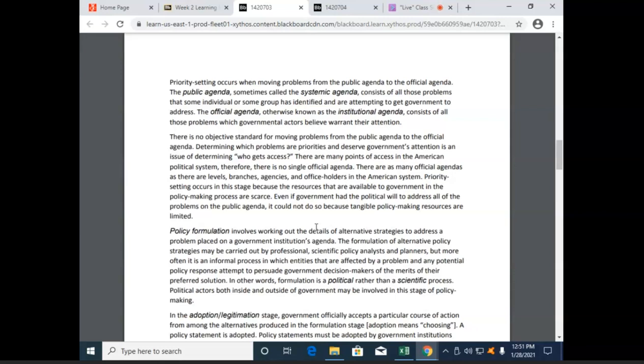Okay, so you're going to come up with some alternatives. That's called formulation. And just like agenda setting, virtually anybody can be involved in these two stages of the policymaking process, both people inside of government and outside of government. But you can't skip over this step, at least as a logical matter.